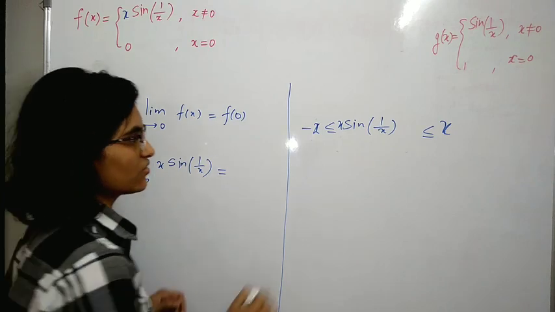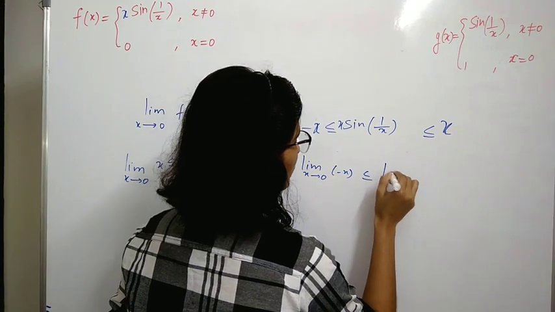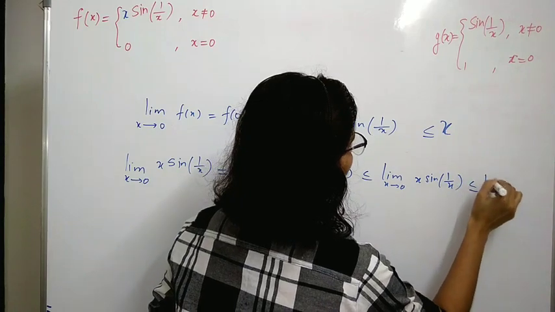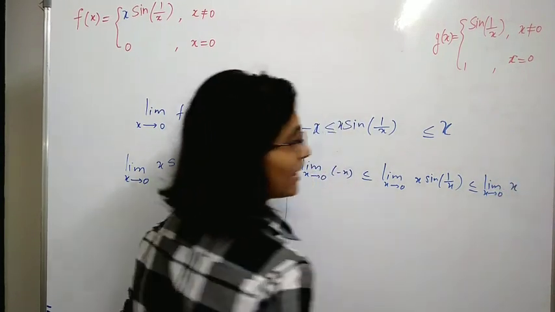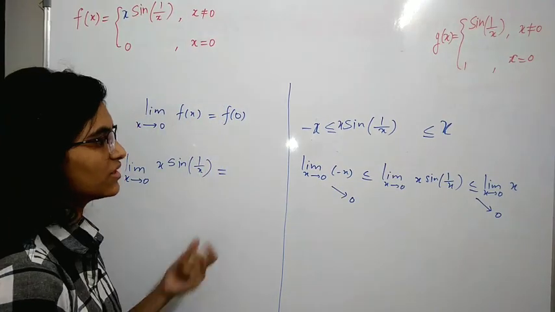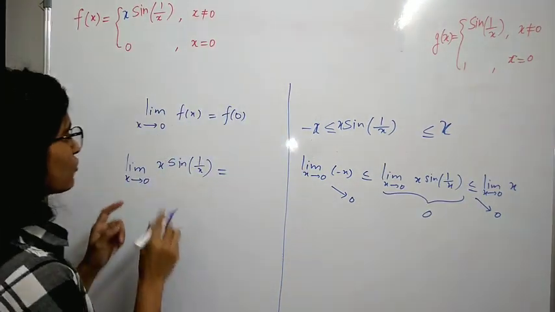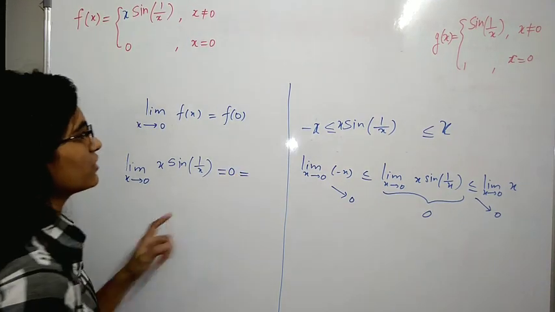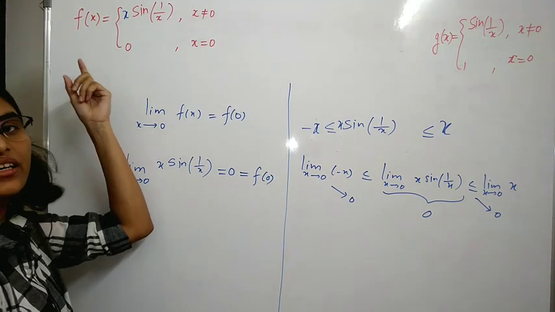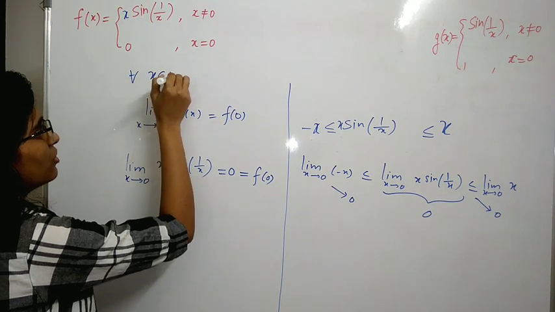Now take the limit as x tends to 0. So the limit as x tends to 0 of minus x is less than or equal to the limit as x tends to 0 of x times sine 1 by x, which is less than or equal to the limit as x tends to 0 of x, right? Now this is 0, this is 0. So by the sandwich theorem or squeeze theorem, this limit is just 0, right? So this limit is equal to 0, which is equal to f of 0. So this function is continuous at x equal to 0, and so this function is continuous for all x belonging to R.